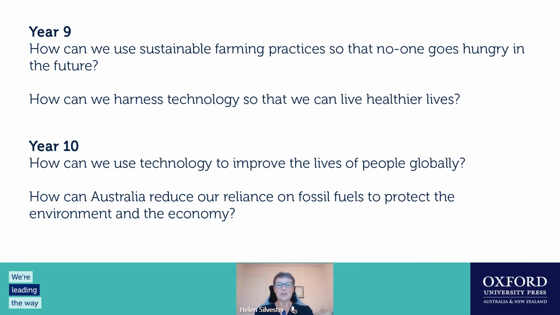Year 9, I mentioned the sustainable farming practices, so that was a project one, so looking at everyone building a vertical garden, but a problem-based one is how can we harness technology so that we can live healthier lives? That is one of the things that is much broader, and it's a problem because students can come up with multiple answers to that. We haven't steered them to one particular thing.